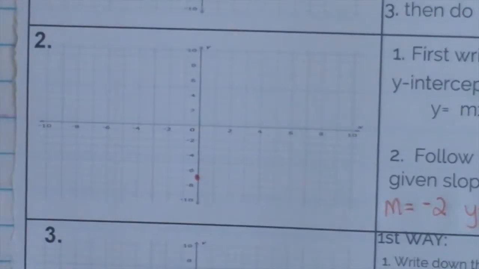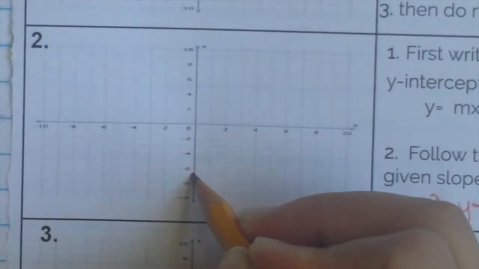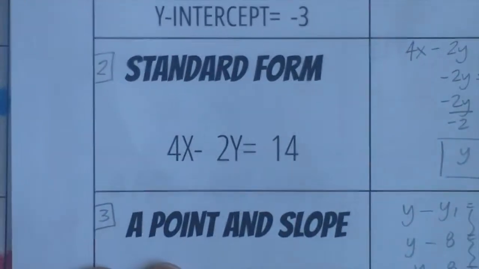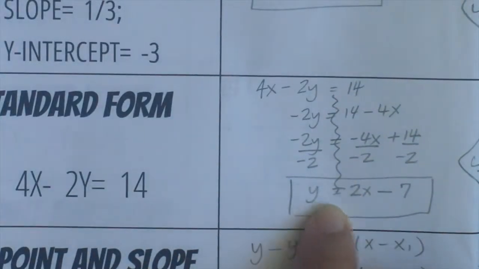So again, you start by plotting the y-intercept, which is -7, and then the slope is equal to 2. I made a mistake and read it as -2, so just ignore that -2 because I'm going to fix it in just a second. So y equals 2x minus 7, which means the slope is 2 and the y-intercept is -7. So I'm going to go ahead and fix that.